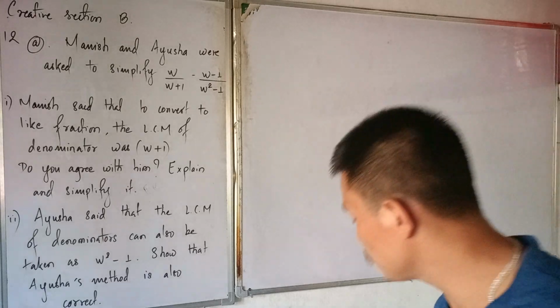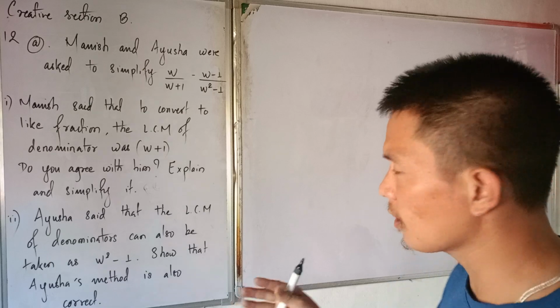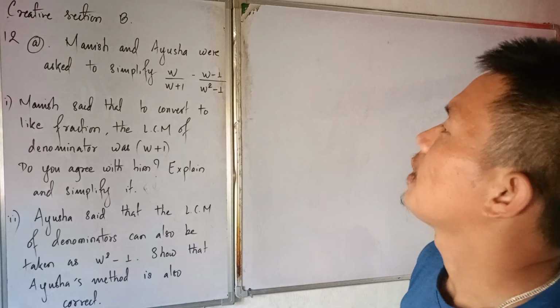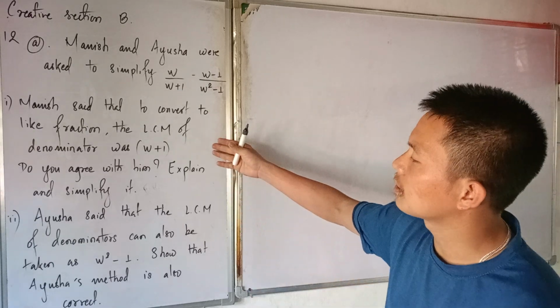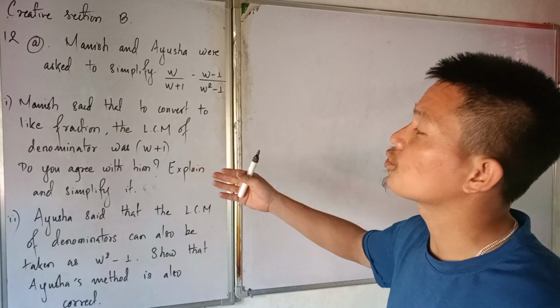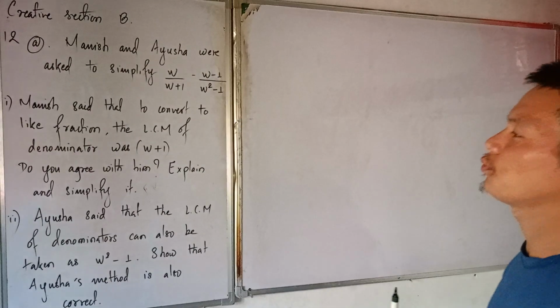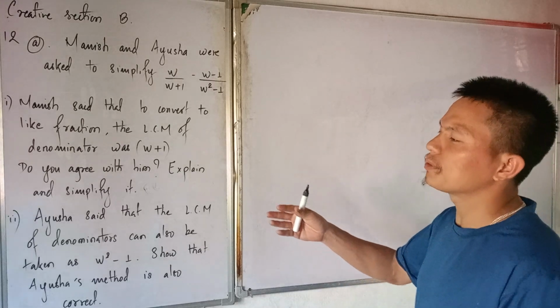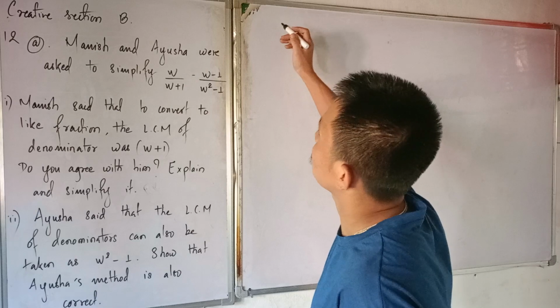We got only a few of the questions, only 12A and 12B. So now you can see in 12A, this type of question has a higher probability of being asked in an examination. So just take a look at it and give more priority to it. Okay, now let's move on to 12A.